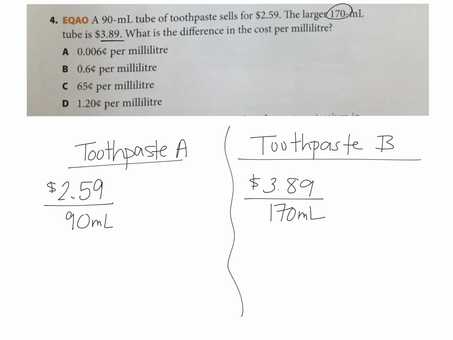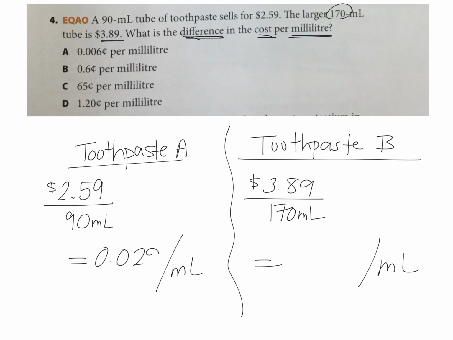So once again, we need to figure out the unit cost, because we're trying to compare the difference in the cost per milliliter. So we need to know what is the cost per milliliter for both of them. I want you guys to do that now. Oh, we have to round? Yes, 0.029 approximately. And what about for the second one? 0.02, we're gonna round it to 3, okay?